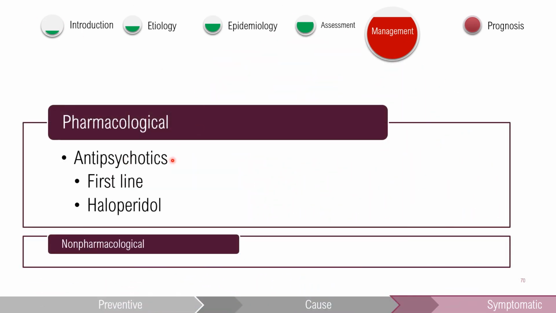Antipsychotics are the first line pharmacological treatment, but their use is limited by their side effects, especially sedation and anticholinergic effects. So they are only used to control severe agitation and improve sleep. Haloperidol in a very low dose is most commonly used for this purpose because it has a suitable effect and side effect profile for its use in delirium.